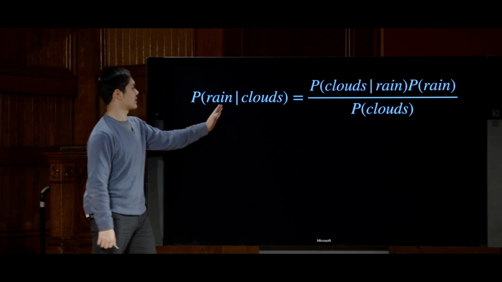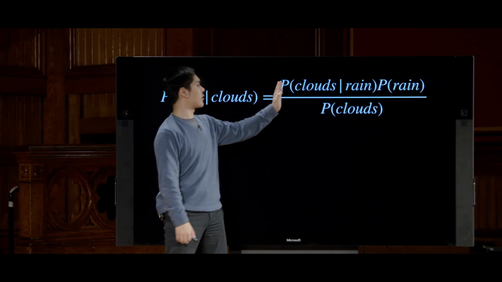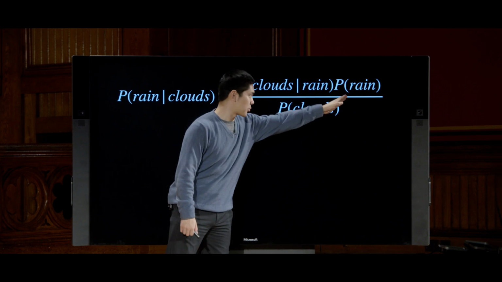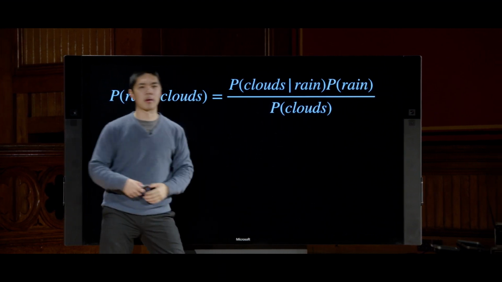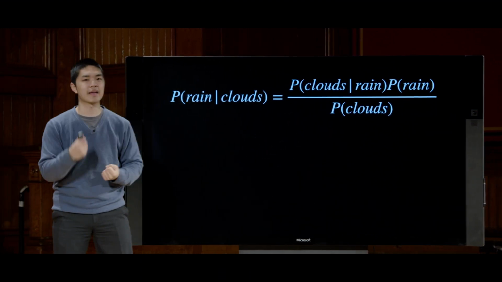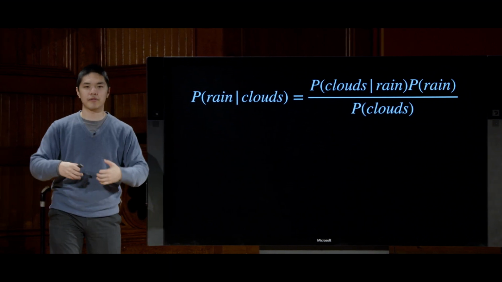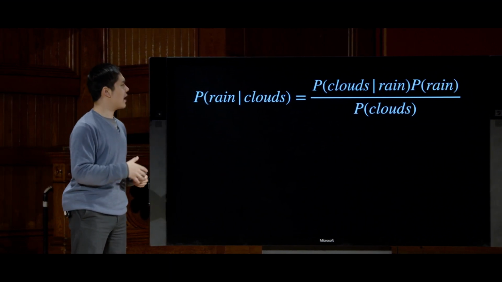Probability of rain given clouds is the probability of clouds given rain times the probability of rain divided by the probability of clouds. Here I'm just substituting in for the values of A and B from that equation of Bayes' rule from before, and then I can just do the math.